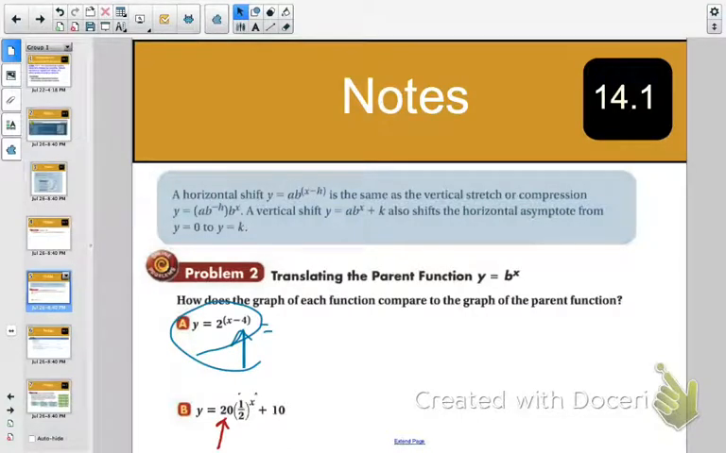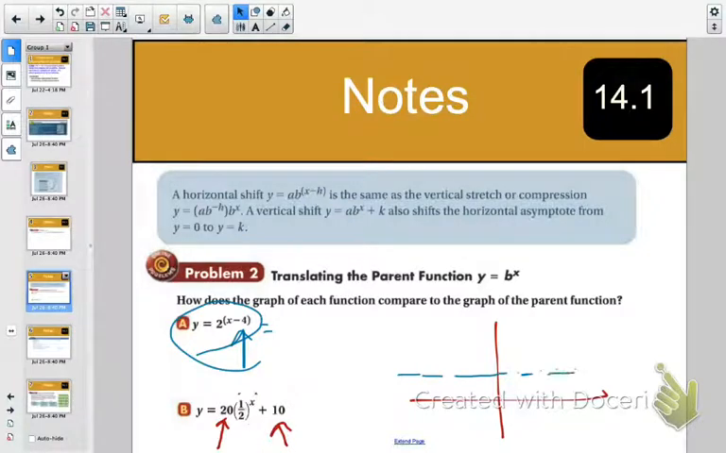So that's going to be a vertical stretch. This 1/2 doesn't really matter. That's just the base of your function, so that's not really a transformation. So this one's vertically stretched by a factor of 20, and then this plus 10 is a vertical shift up 10. And because that shifts vertically, your asymptote also shifts. So your asymptote would be up here at 10.